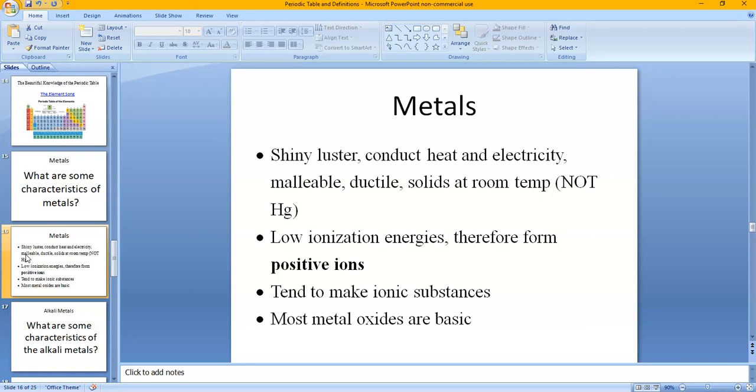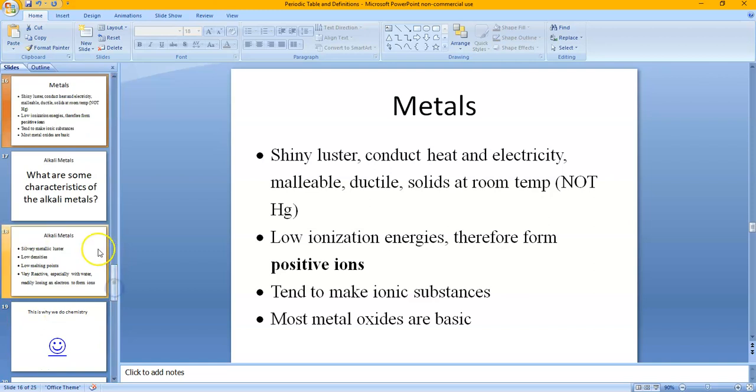Metals always form positive ions. They make ionic substances, which you will learn more about next unit. And they also react with oxygen to form a base, like acid and base. Okay, so metals are important, and they have a lot of fun characteristics, and we use them a lot.